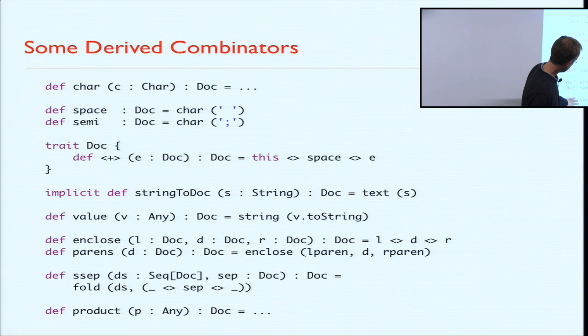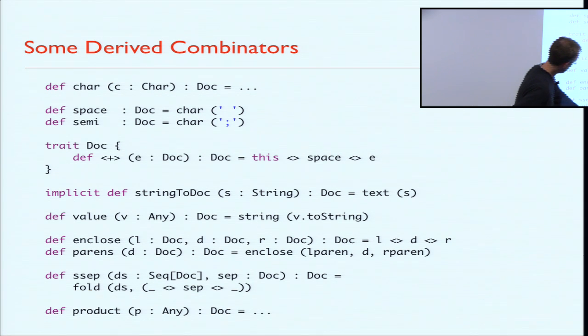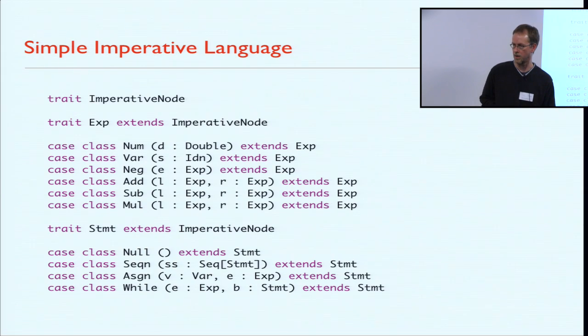More useful are these sorts of ones like this sep, which is a folding kind of thing. So it takes a list, or sequence in this case, of documents and folds them with some separator between them. And there's a whole host of different ones of those. And this product one I'll show you in a minute is sort of a special Scala one that works very nicely with case classes. So that's the sort of interface.